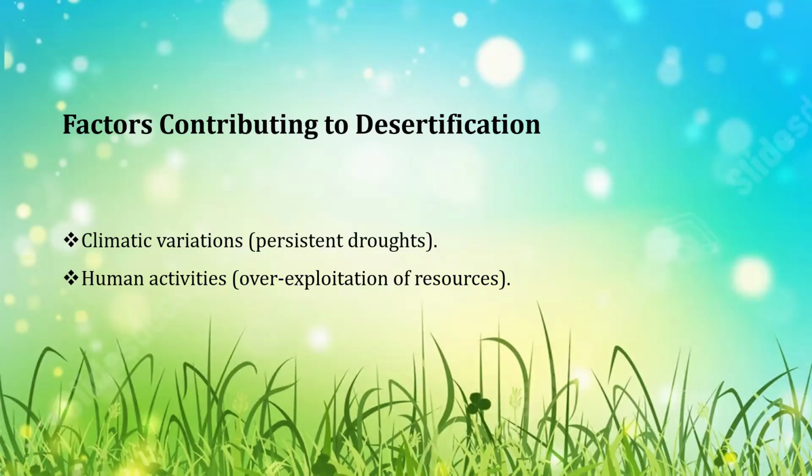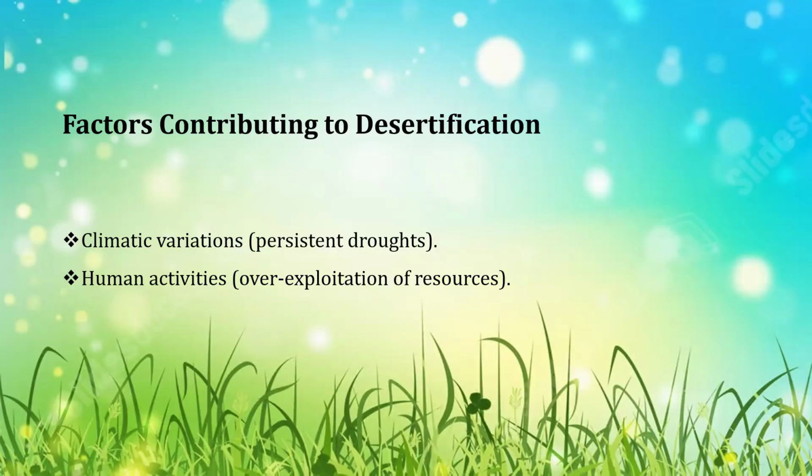That means deforestation, overgrazing, unsustainable agriculture, and poor irrigation. Deforestation means removing trees and shrubs for fuel or timber, which leaves the soil unprotected from wind and water erosion. Overgrazing means when livestock eat more vegetation than the land can naturally regenerate.